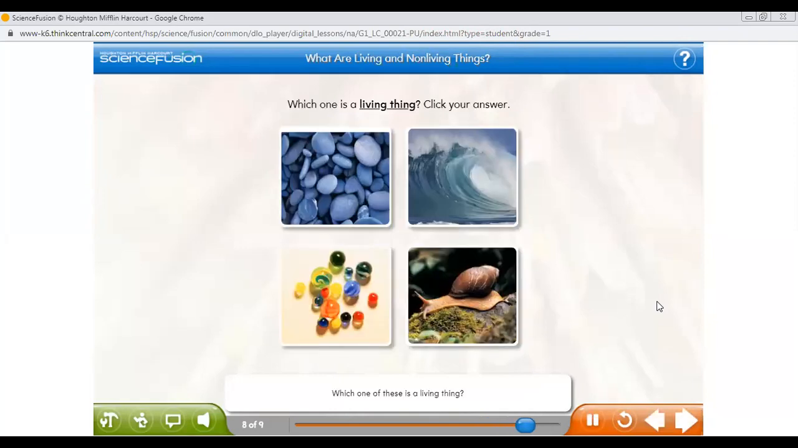Which one of these is a living thing? Click your answer. Now you have to find which one is a living thing here. Is a rock a living thing? Is water a living thing? Or is the marble a living thing? Or the snail? Is it a living thing?